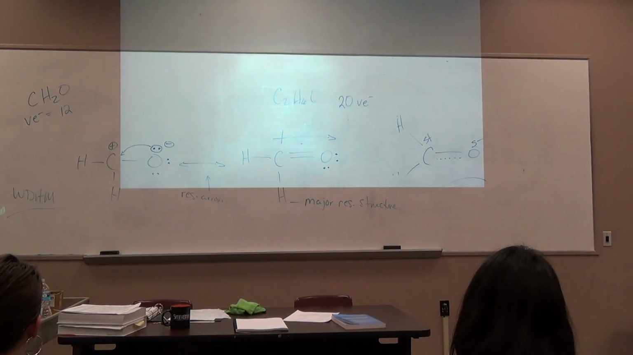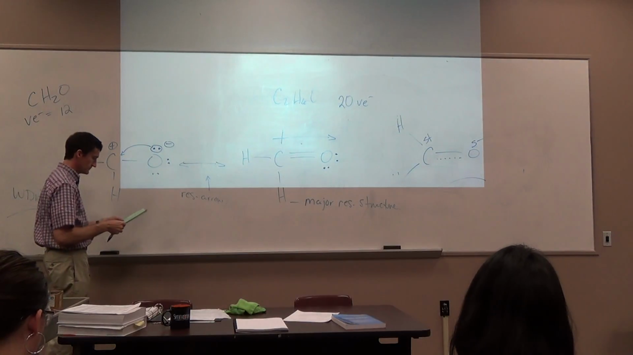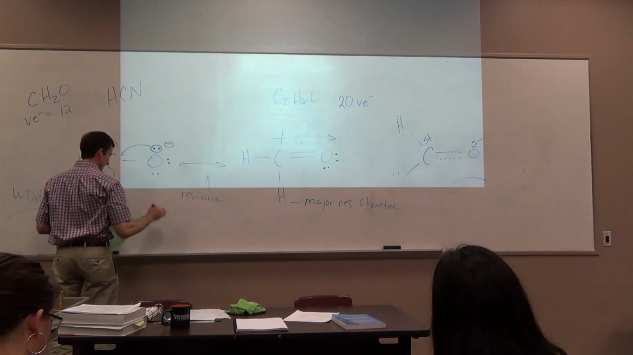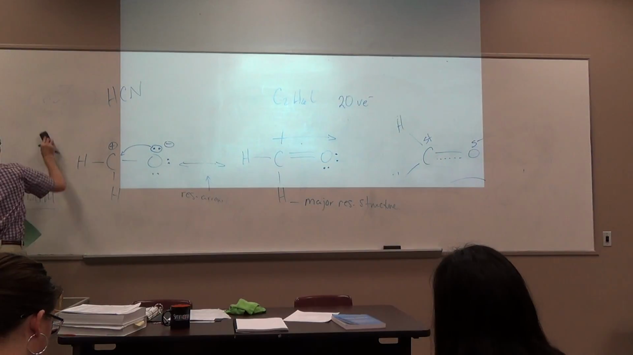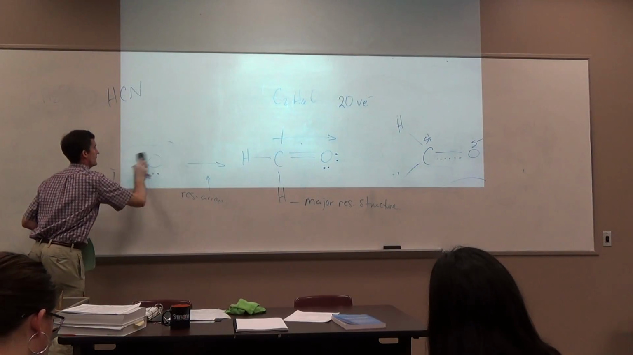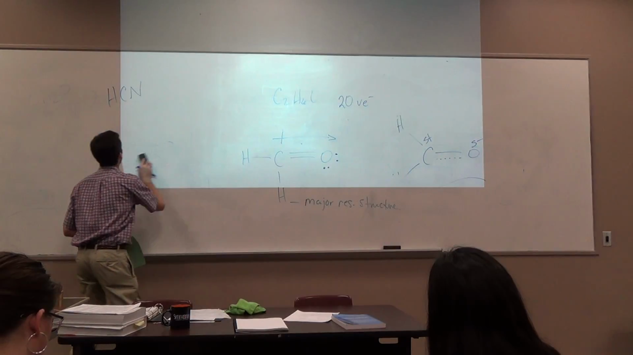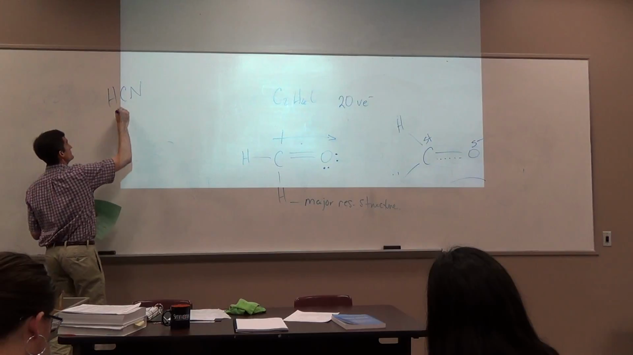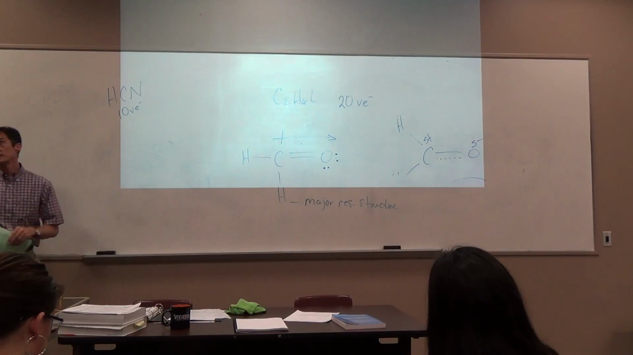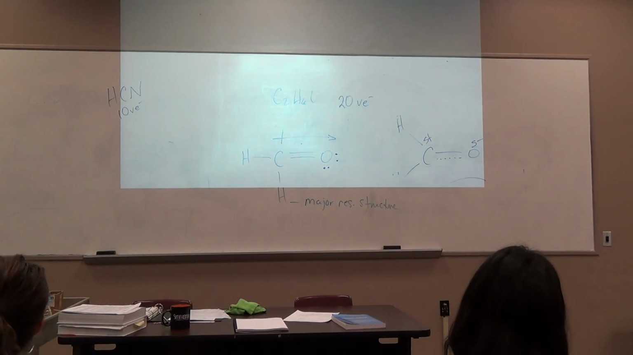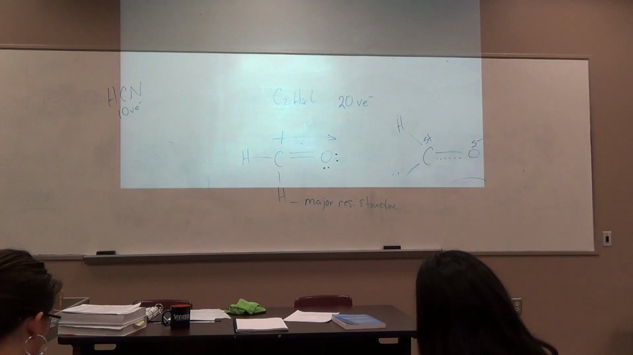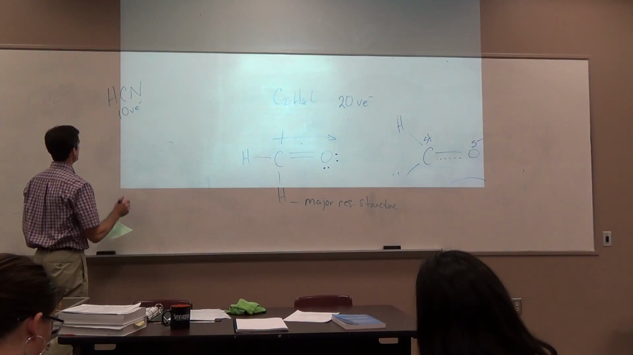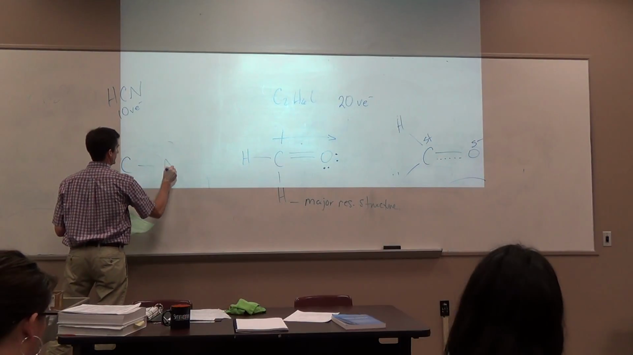Let's try one with HCN. How many valence electrons? 10. Carbon has 4, hydrogen 1, and nitrogen has 5, so 10. By the way, it's probably always going to be an even number. If it was an odd number, you'd have a lone electron, you'd have a radical. That's possible, but HCN, let's see, C to N.